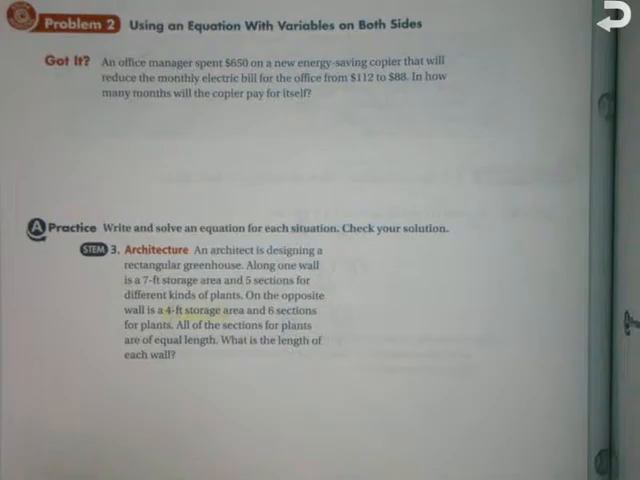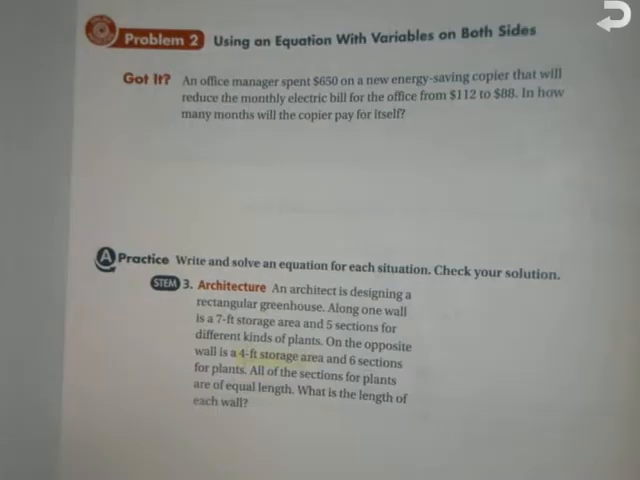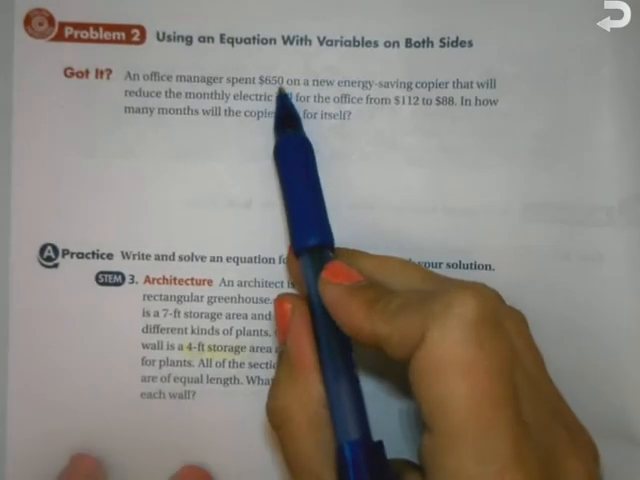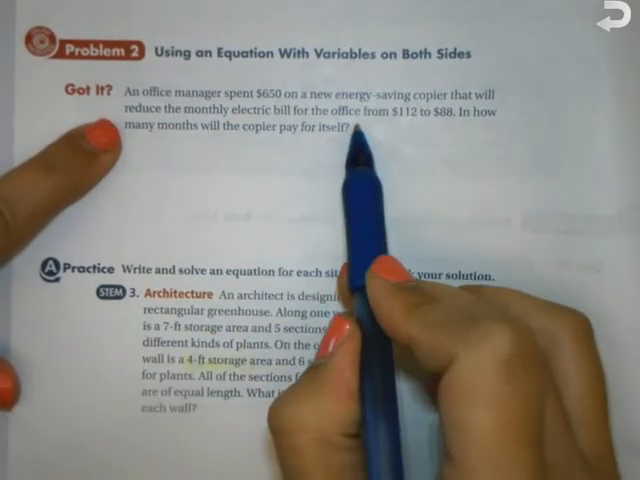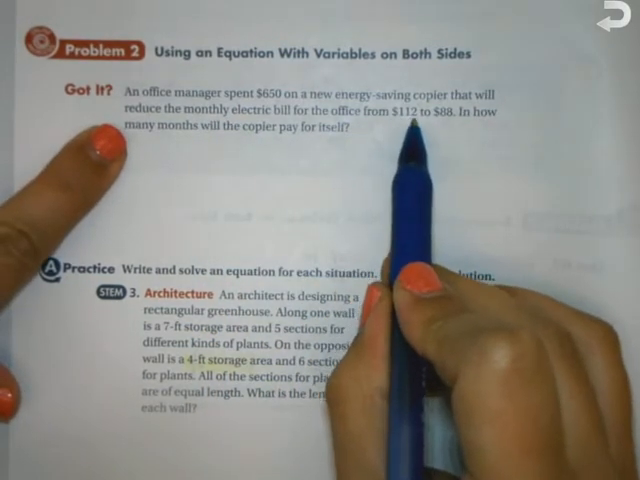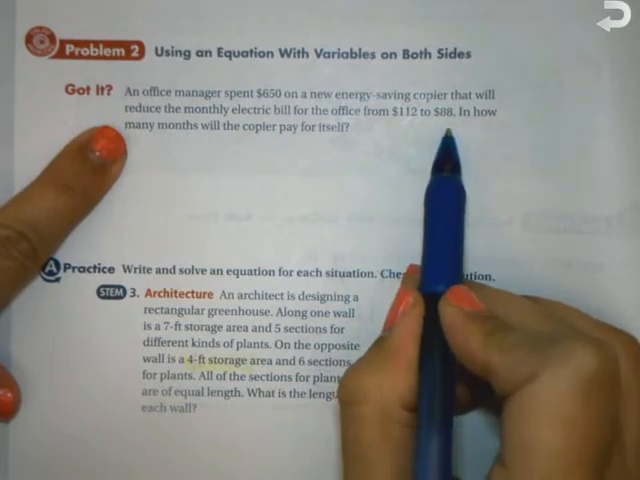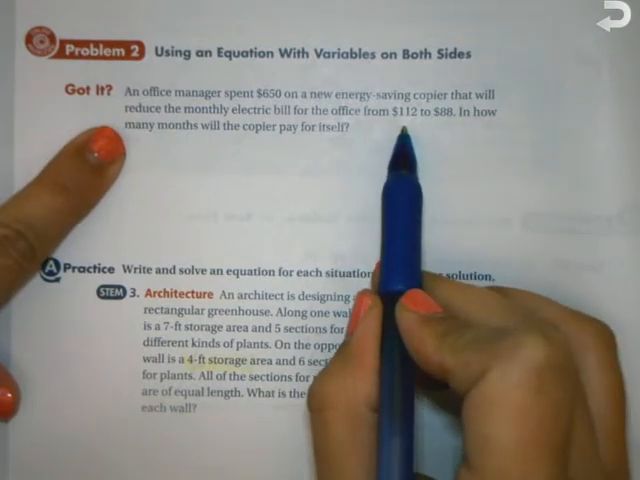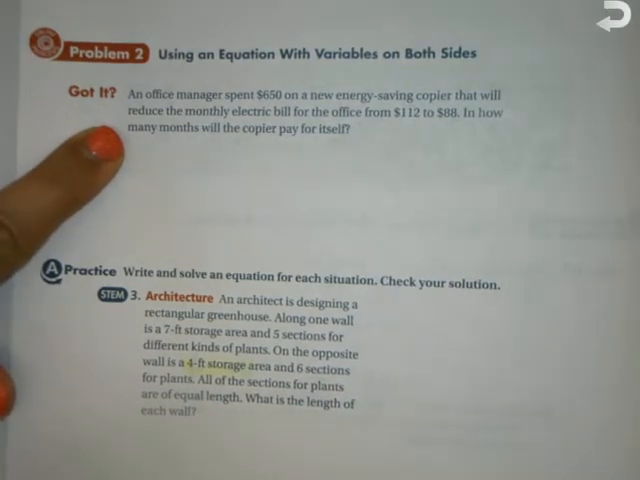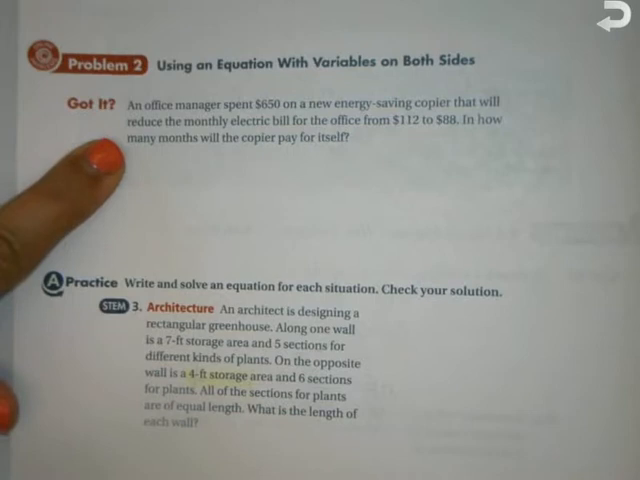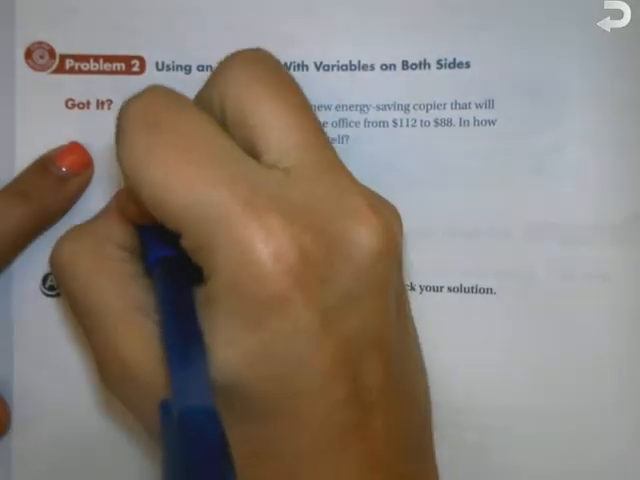Okay. So I want you guys to attempt problem 2 on your own. That's on page 22. You can work with the people around you. An office manager spent $650 on a new energy-saving copier that will reduce the monthly electric bill for the office from $112 to $88, and that's per month. After how many months will the copier pay for itself? So what are we solving for? M. Let's call M the number of months.